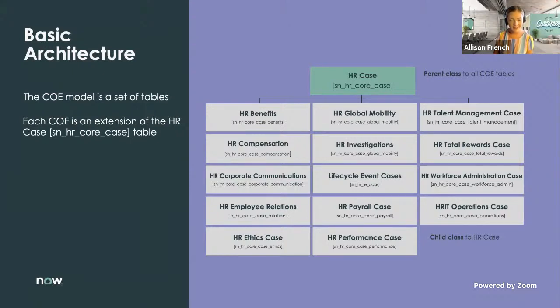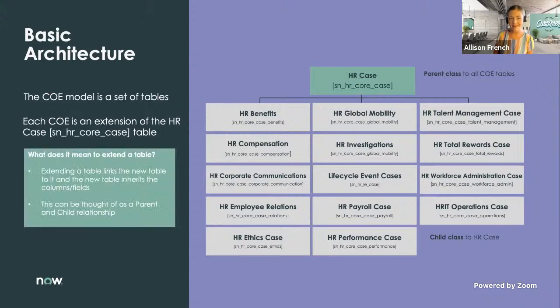And you might be asking yourself, what does it mean to extend a table? Extending a table essentially links the new table to it, and the new table inherits columns or fields directly. This can be thought of as a parent and child relationship. As you can see on the visual, I've added the fact that the HR case table can be considered parent class to all of those child COE tables.